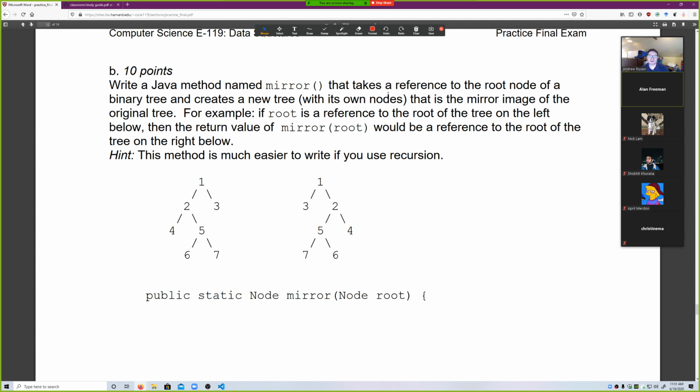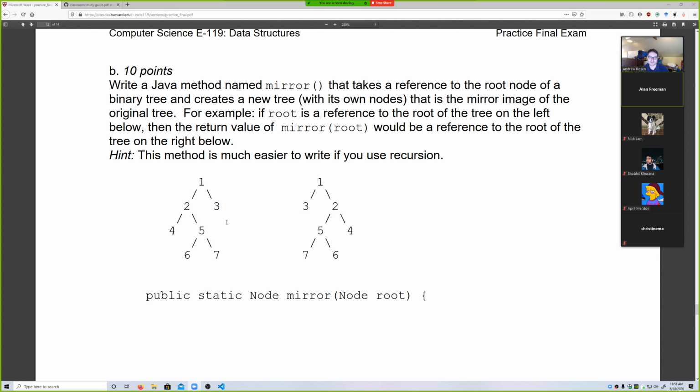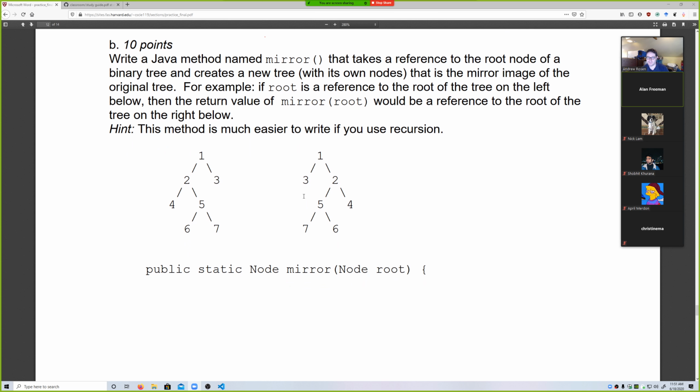So, it takes a reference to the root node of a binary tree and creates a new tree with its own nodes that is a mirror image of the original tree. So, for example, if we pass in what's on the left, then we'd get what's on the right. This is what would be returned. And the one on the right is a new tree. Make sense to everybody?